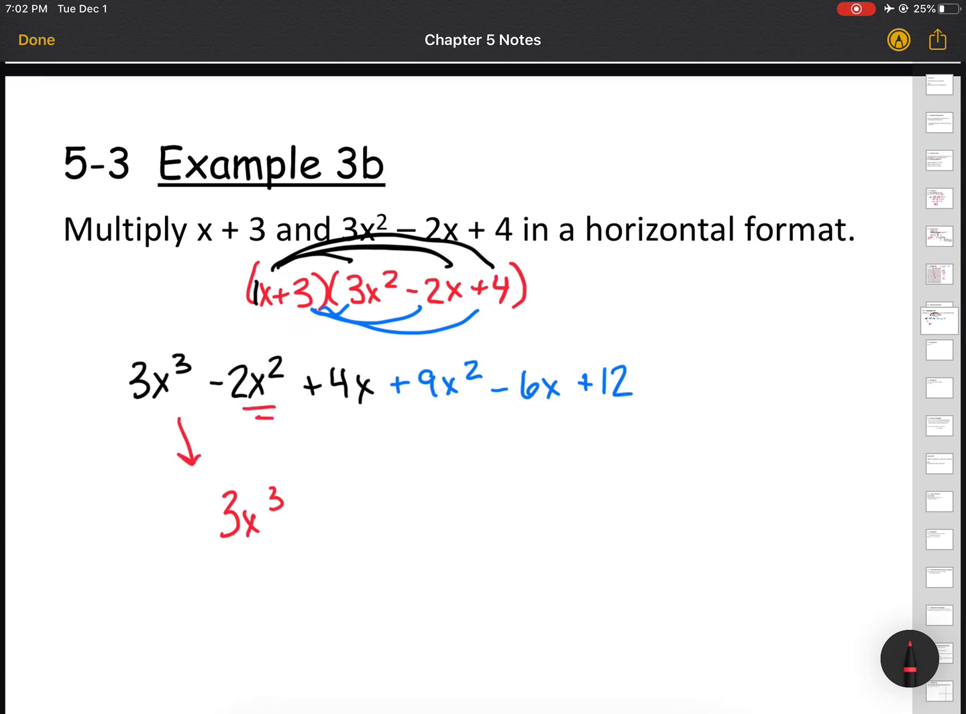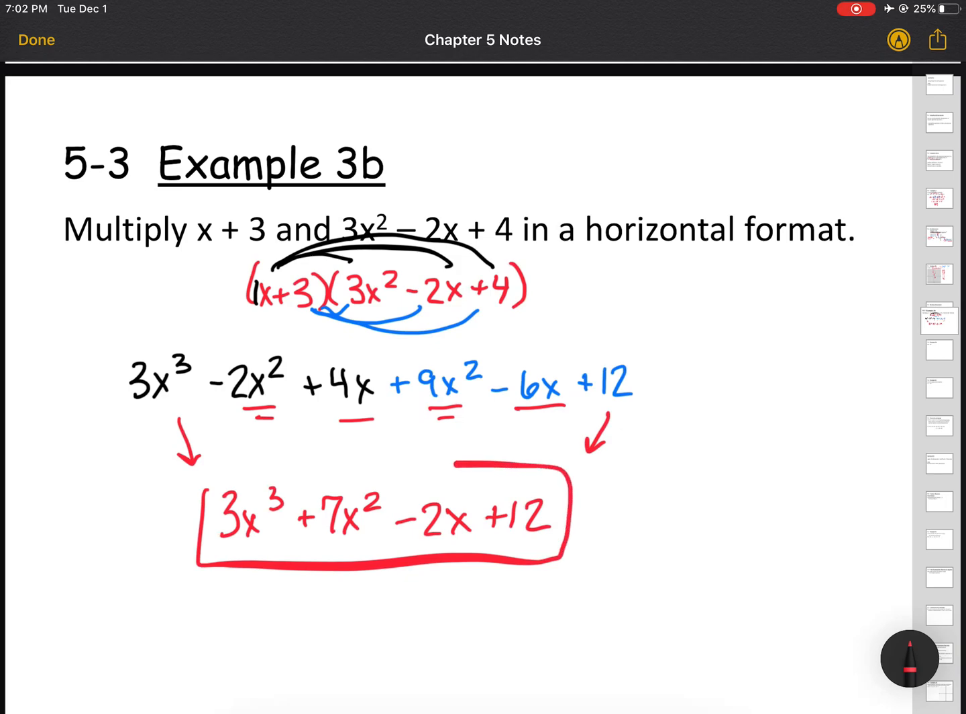But I have two terms that are like terms of the x squared, so negative 2 plus 9 is 7x squared. Then I have my x terms, 4 minus 6 is negative 2x, and then I have one constant again, that's just regular 12. So here's my resulting polynomial after multiplying those two original polynomials.